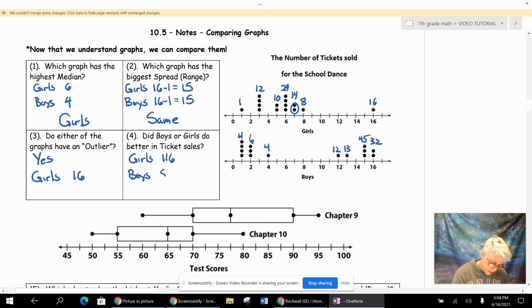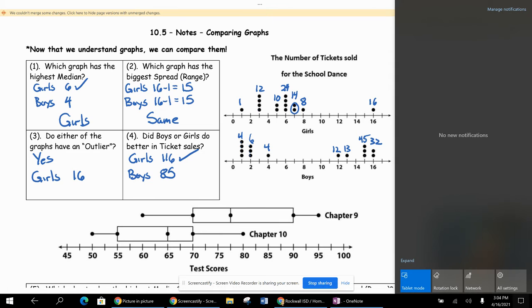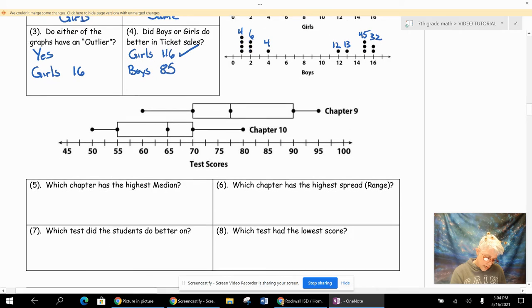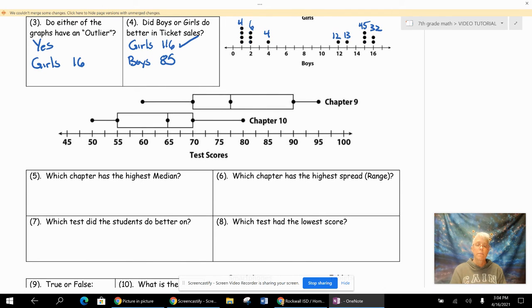So the girls did better on that. I think this is biased towards the girls. What do you think? Okay, let's keep going. Now I'm going to look at a box plot and I'm going to compare box plots. We did this a little bit already. We're going to do it again. Which chapter has the highest median?